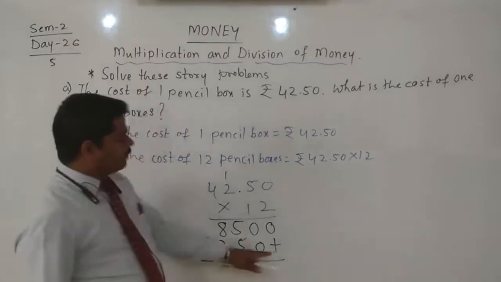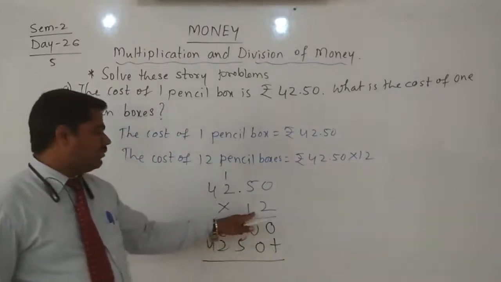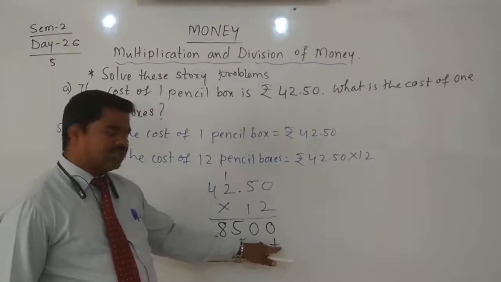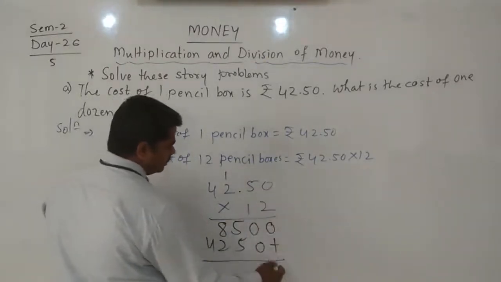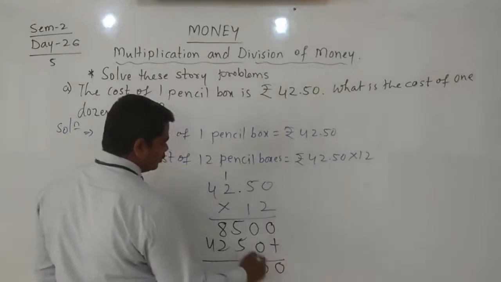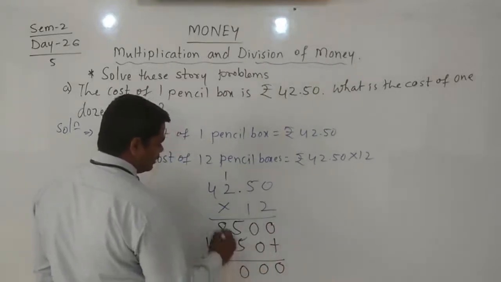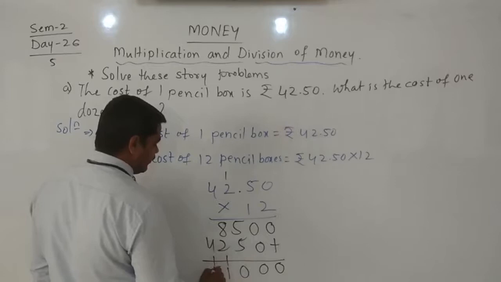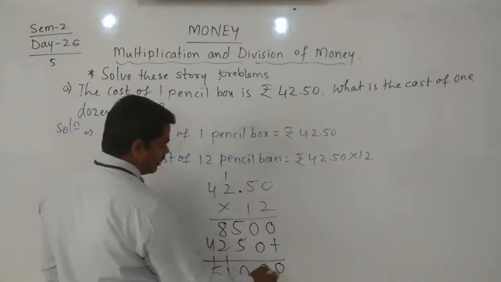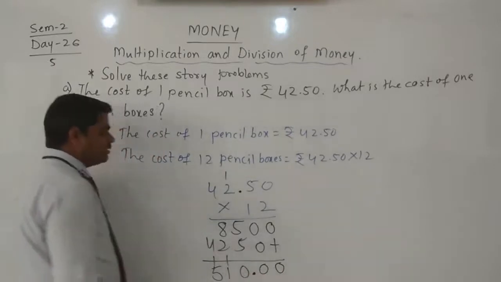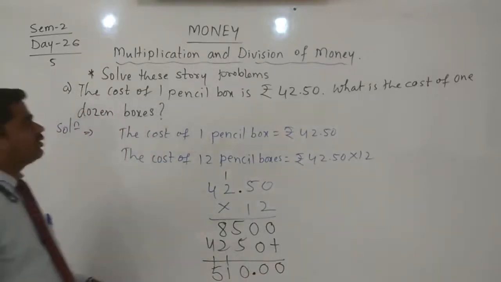Why is there a plus here? We are multiplying the tens place. That's why you take here 0 or plus. You should not forget the multiplication. Then 0 plus, there is no number, 0, 0, 5 plus 5, 10. It is 11, then 5. How many decimal places are there? Only 2 decimal places, 1, 2. Then the answer is 510 rupees.